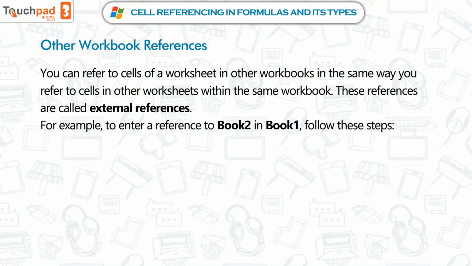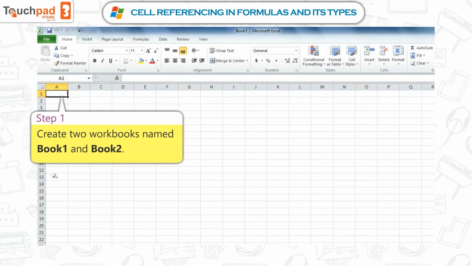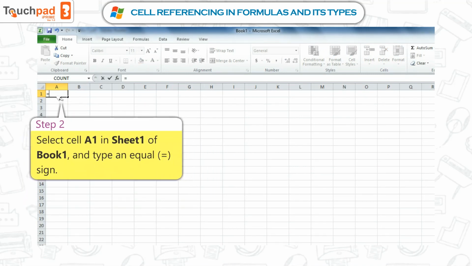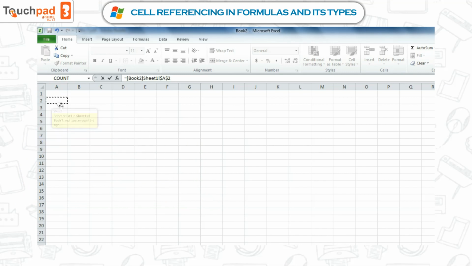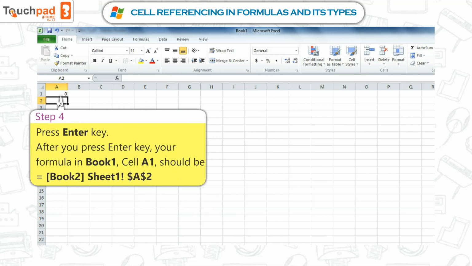For example, to enter a reference to Book 2 in Book 1, follow these steps. Step 1. Create two workbooks named Book 1 and Book 2. Step 2. Select cell A1 in Sheet 1 of Book 1 and type an equal to sign. Step 3. Switch to Book 2 by pressing Alt plus Tab keys from the keyboard. Click to select cell A2. Step 4. Press Enter key.